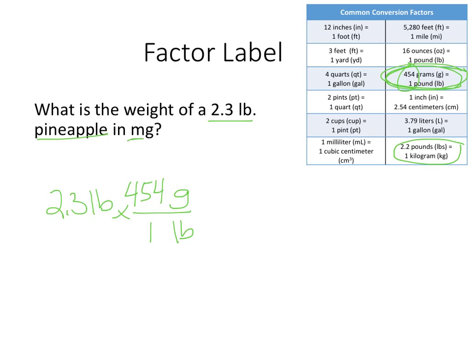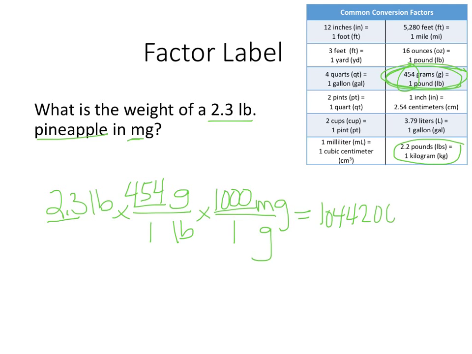Problem is that's not milligrams. I need one more step. The unit I'm trying to cancel goes on the bottom. The unit I'm looking for goes on the top. If you think about the previous slide with the conversions on it, gram is 1, milligrams is 1,000, or 1 times 10 to the third. So that's 2.3 times 454 times 1,000 will give you 1044200. And then the units, pounds cancels, grams cancels, milligrams.